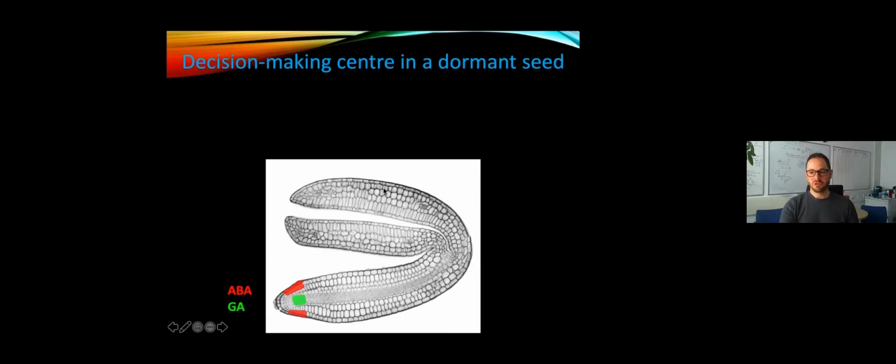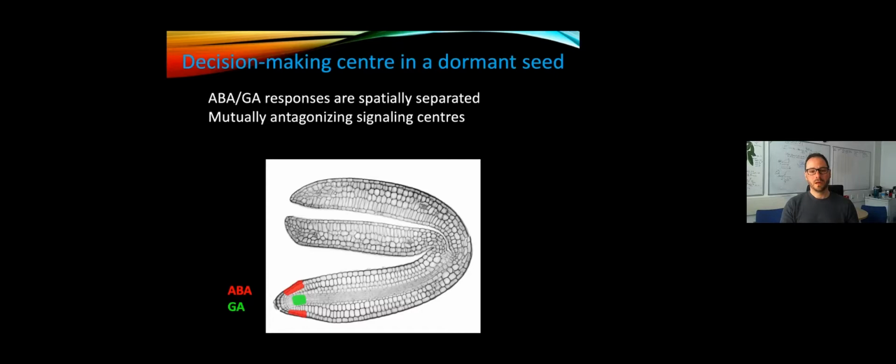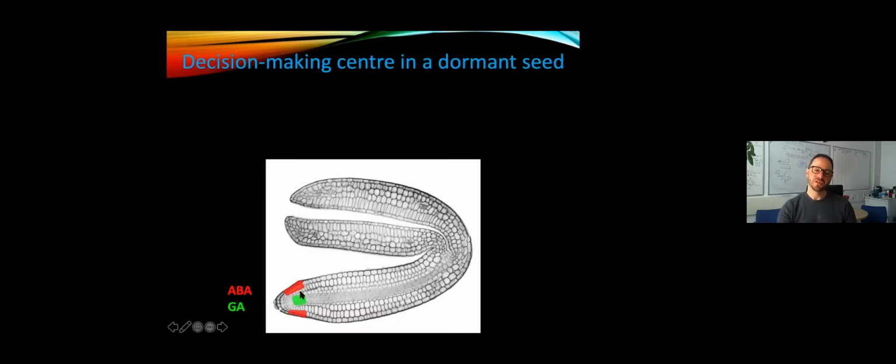The first thing that really struck us is that of the roughly 14,000 cells in the Arabidopsis embryo, it's actually a very small number of cells that are responding to the hormones ABA and GA. This small collection of cells is effectively a decision-making center, whereby you have not the whole organ making this mutual inhibition, which is mediating decision-making, but a very small subset of cells. And the other thing that's striking is the fact that the cells responding to ABA and GA are not the same cells.